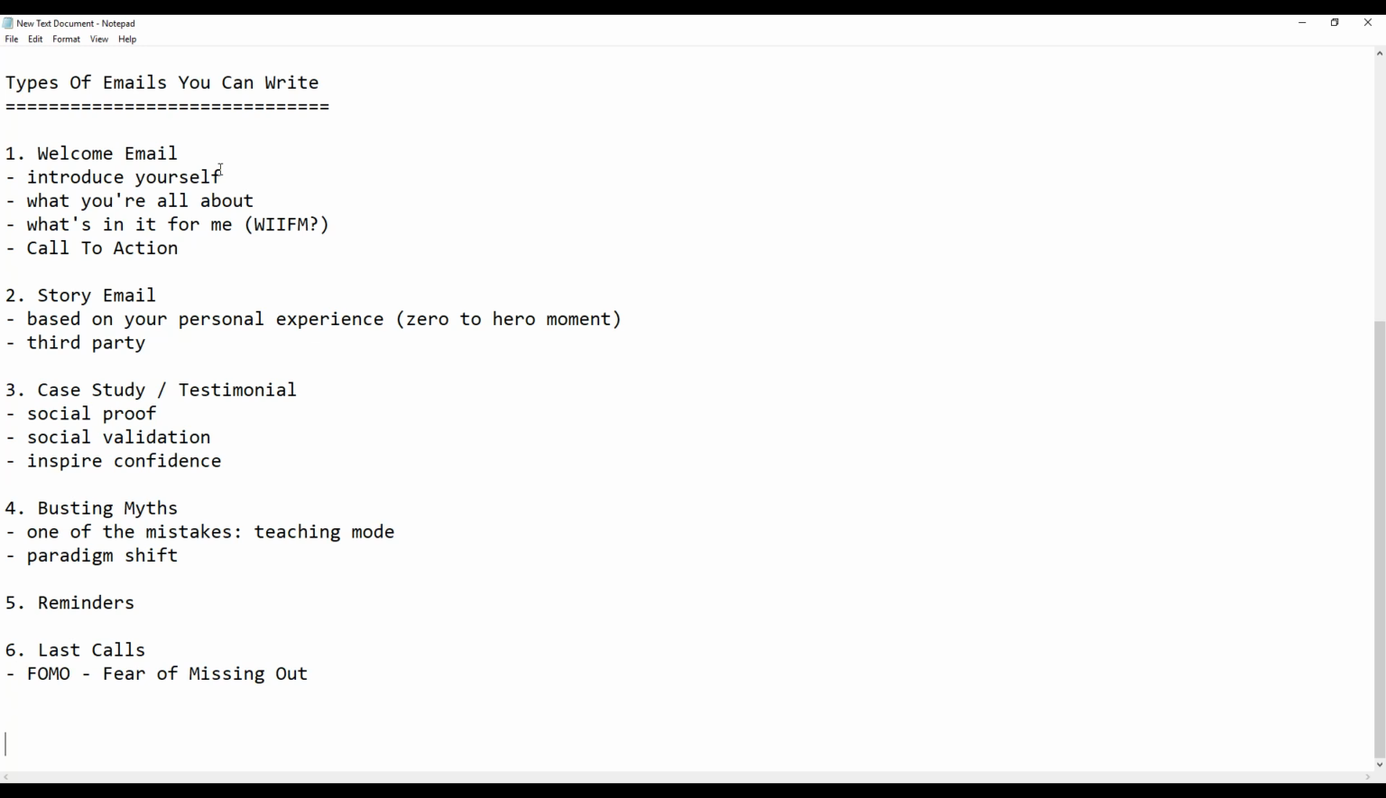Now, there are many more types of emails I can get into, but with these 6 email types alone, you can write many emails and put them all into your autoresponder.